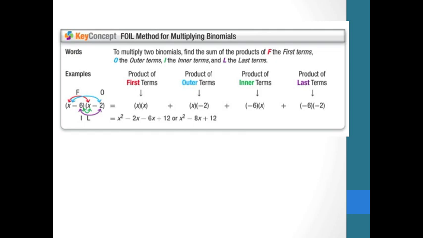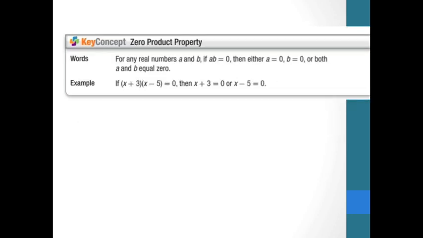The zero product property is a way to solve for x. You just take each of the factors, each of the parentheses, set them equal to 0 and solve for x. In this case, x plus 3 equals 0, x minus 5 equals 0. So I end up with x equals negative 3 and x equals positive 5.